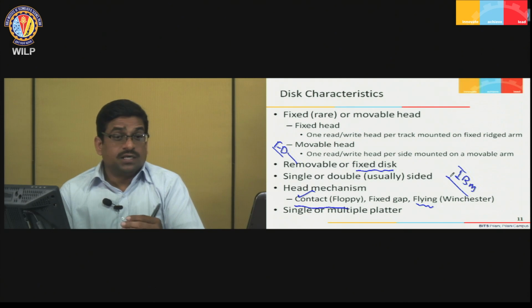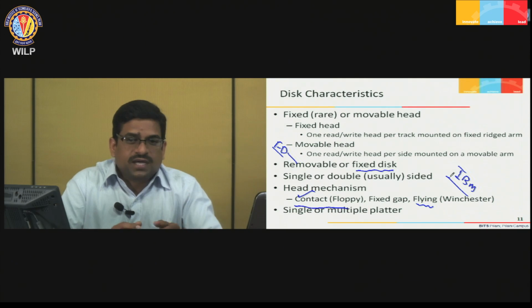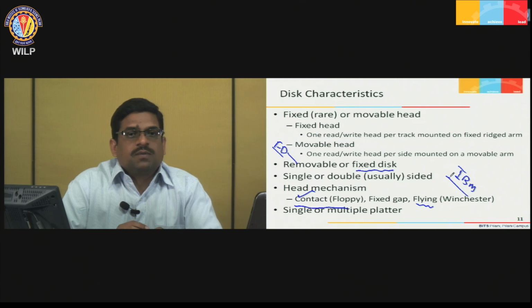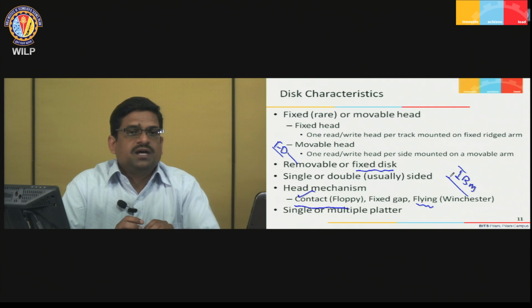As far as the plates are concerned, you can have a single plate, or for larger capacity you can have multiple plates. Initially hard disks came in some megabytes, then gigabytes, and now terabytes. So, the number of plates increases, or the recording density is also increasing day by day. That is why, in a compact size, we are able to store terabytes of information.